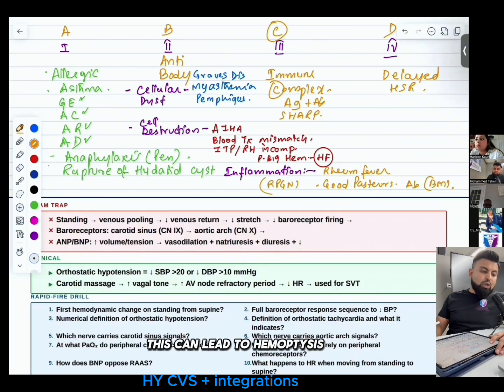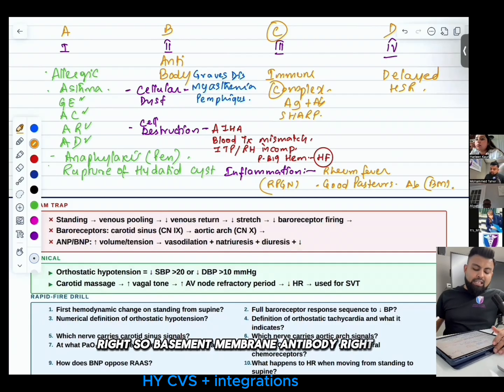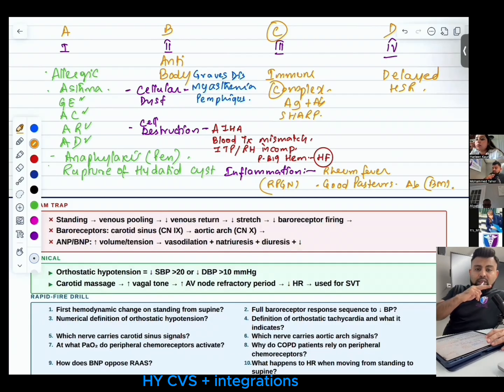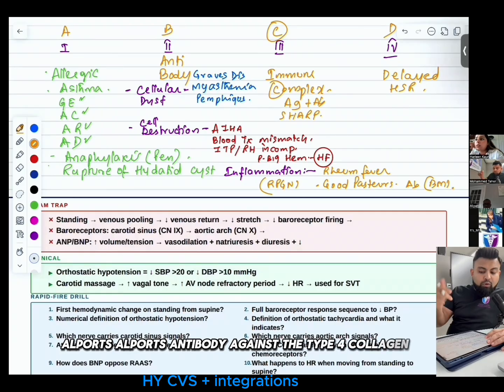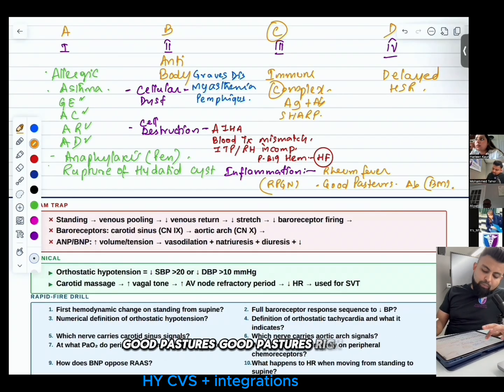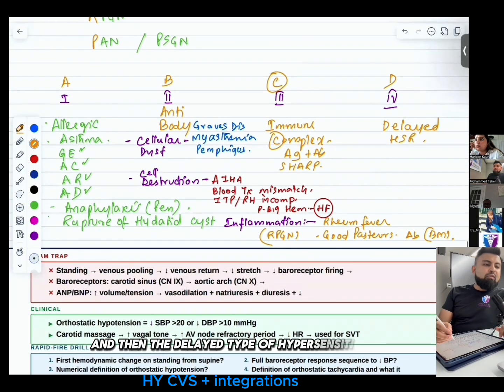In the lungs, this can lead to hemoptysis, right? So basement membrane antibody. Mutation in the type 4 collagen, Alport. Antibody against the type 4 collagen, Goodpasture, right? And then the delayed type of hypersensitivity.